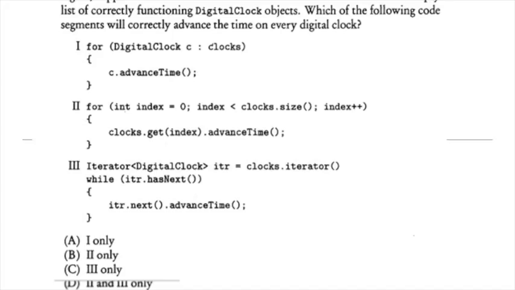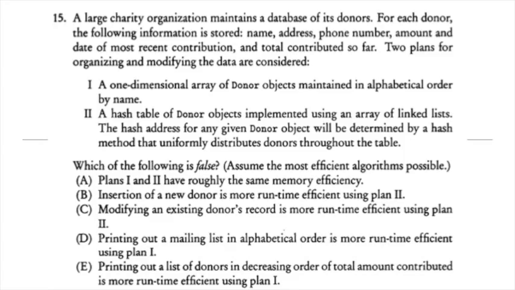So the third one is also incorrect, which means that after we see 1, 2, and 3, the best choice is E. 1, 2, and 3 are the segments that correctly advance the time on every digital clock. Okay, let's go to the next page.